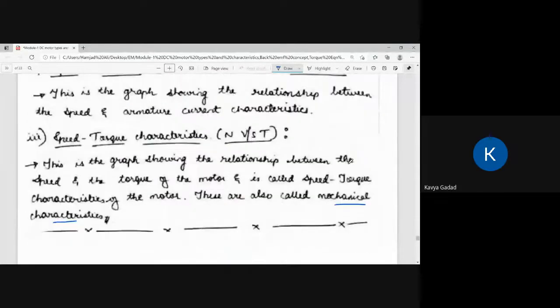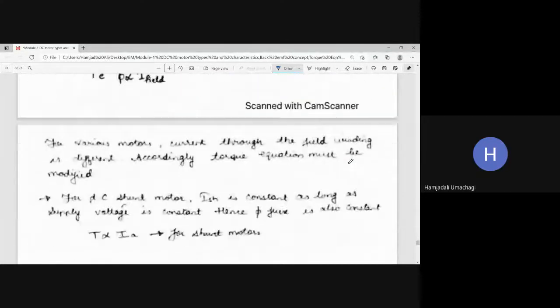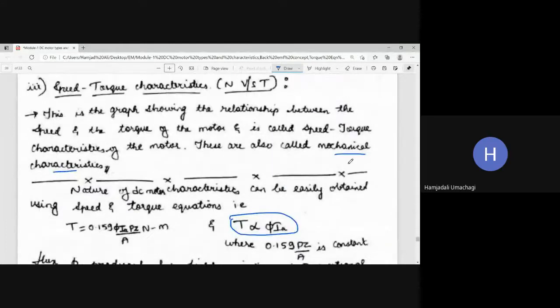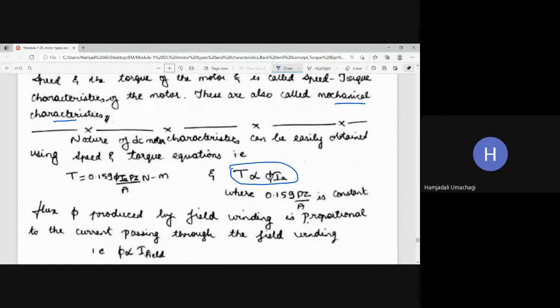Yes, sir. Okay, now, in order to study all these characteristics, I should know the torque equation. From the torque equation, torque is directly proportional to φ into Ia, and it depends upon which type of motor. If it is a DC shunt motor, flux is constant, so torque is directly proportional to simply Ia. If it is a series motor, φ can be replaced by Ia, because Ia is equal to Isc, which is directly proportional to φ. Then torque becomes proportional to Ia square, that is parabolic nature.